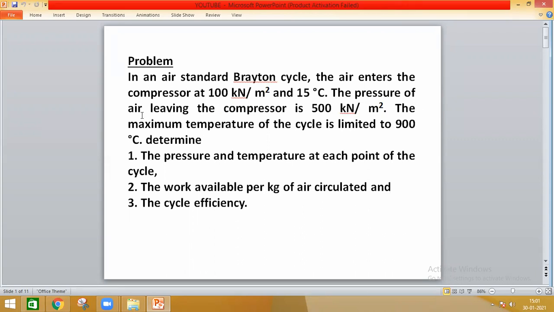In the air standard cycle, the air enters the compressor at 100 kilonewton per meter square, and the pressure of air leaving the compressor is 500 kilonewton per meter square. So this is the data given for the air standard Brayton cycle. Clear? The maximum temperature of the cycle is also given. In this problem, we are going to determine the pressure and temperature at each point of the cycle. Clear? Then the work available per kg of air is calculated, along with the efficiency of the cycle. So this is what we are going to see in this problem. Okay.